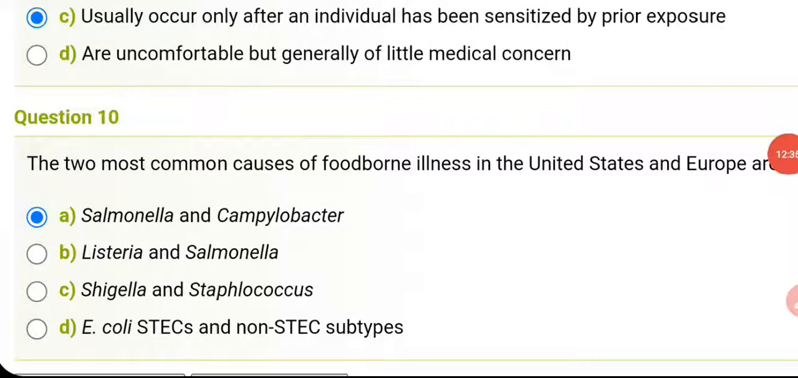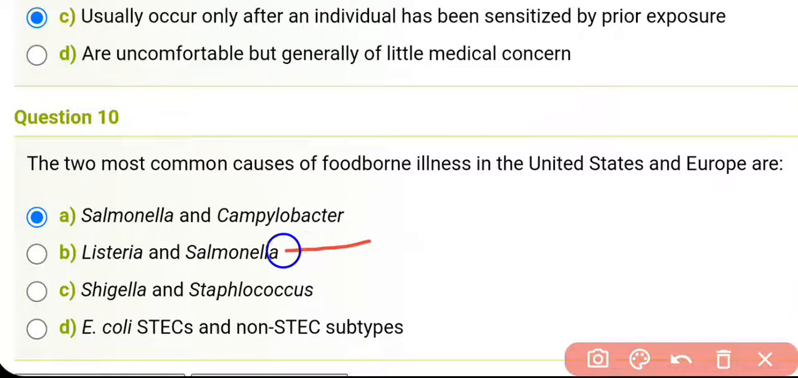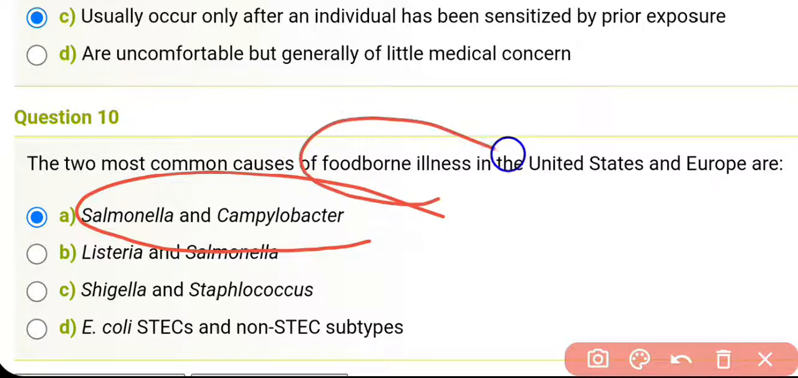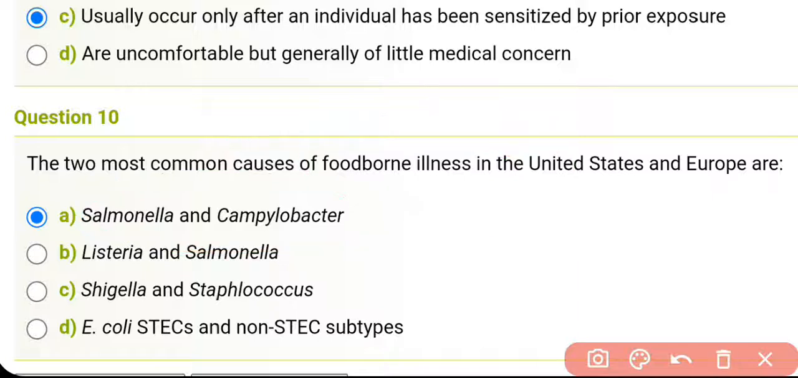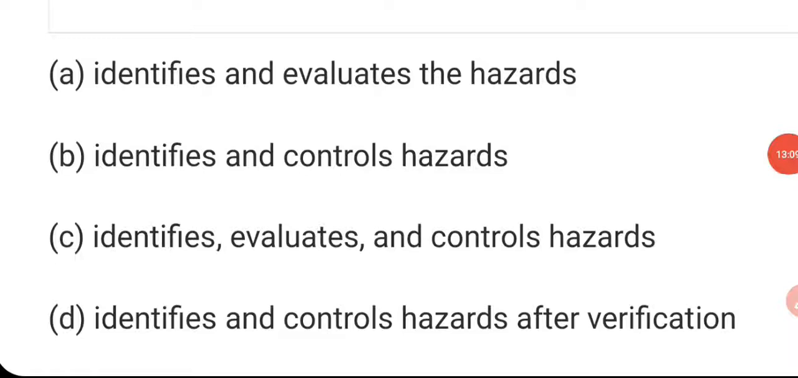Next question, the most common causes of foodborne illness in the United States and Europe are salmonella and campylobacter. Salmonella and campylobacter are major causes of foodborne illnesses. Okay, so we have understood some important questions related to risk analysis. Then next, questions related to risk management.